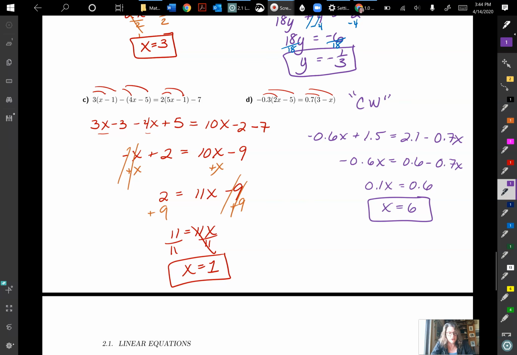I'm going to read through it just so you know. Negative 0.6x plus 1.5 equals 2.1 minus 0.7x. Negative 0.6x equals 0.6 minus 0.7x. I subtracted the 1.5 from both sides. 0.1x equals 0.6 and x equals 6 finally.